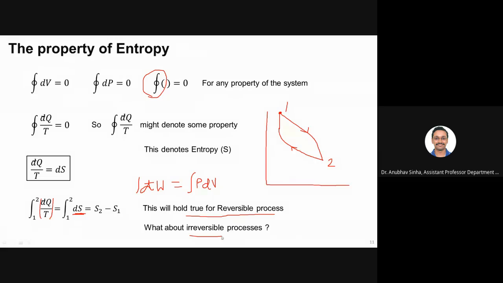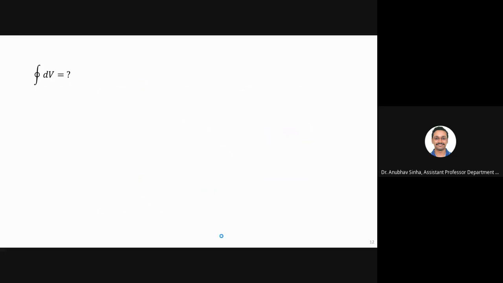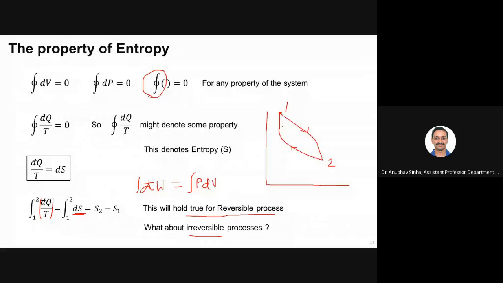Now tell me, if it is a cycle, I'm trying to calculate for some property. Let me draw it. Let us say I have two processes from 1 to 2. Let us say this is path A, and the reverse process is path B. If I take a cyclic integral of dV for this cycle, what will it be?